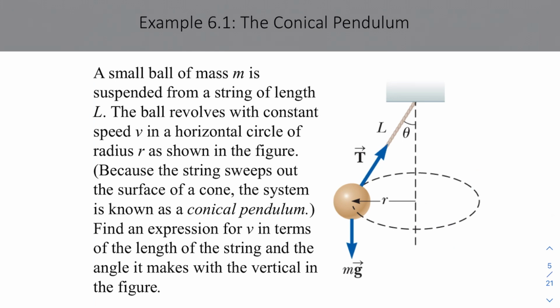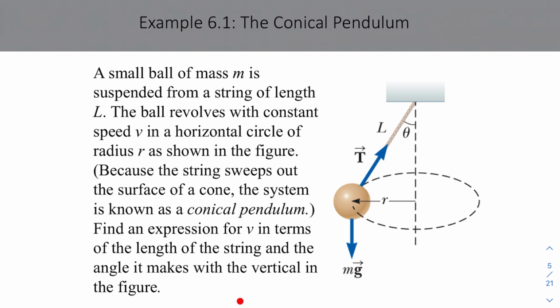Example 6.1. A small ball of mass m is suspended from a string of length L. The ball revolves with constant speed v in a horizontal circle of radius R, as shown in this figure. Because the string sweeps out the surface of a cone, the system is known as a conical pendulum. It is a special name for this kind of system: not a simple pendulum, but a conical pendulum. Find an expression for v in terms of the length of the string and the angle it makes with the vertical.